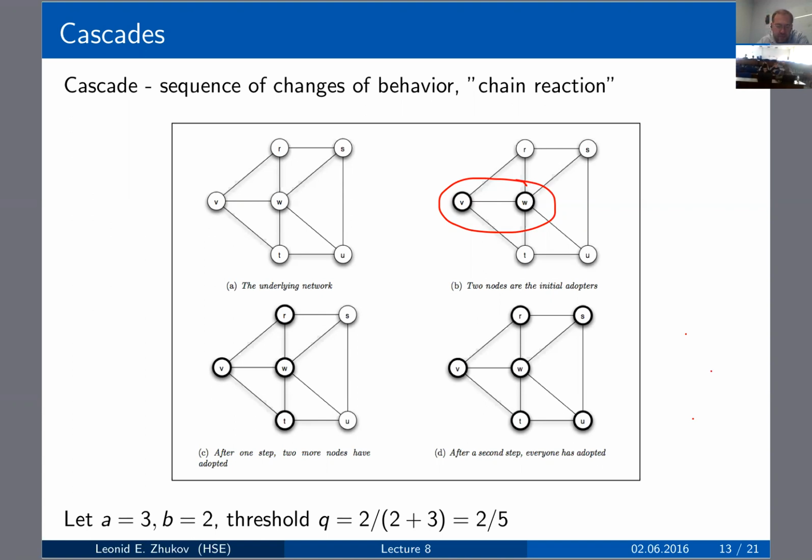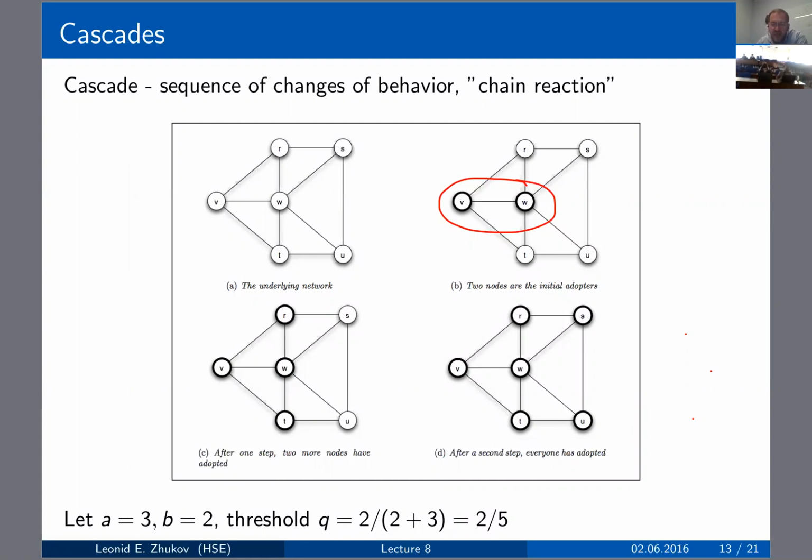Now, let's say there is this threshold, and the benefit you're getting from joining one network is 3, and from the other network is 2, and so this threshold is 2/5. So in order to switch, you need 2/5 of your friends to be using the new technology.